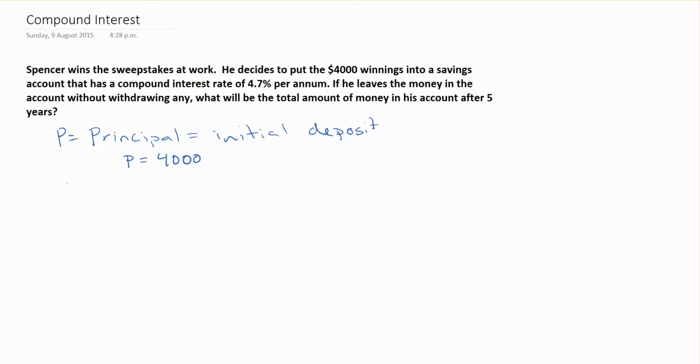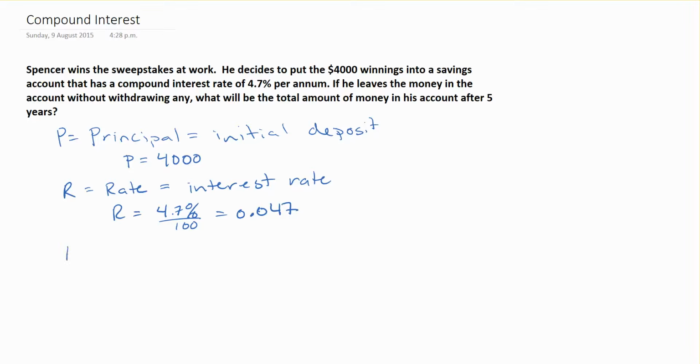The next thing we might want to look at would be the rate. And this is the interest rate, and you want to think about converting it into decimal form. So here, our rate is equal to 4.7%. So divide by 100, you get 0.047. Remember, when you're using percentages with calculations, you always have to convert it to a decimal. Okay, so our rate's going to be 0.047.